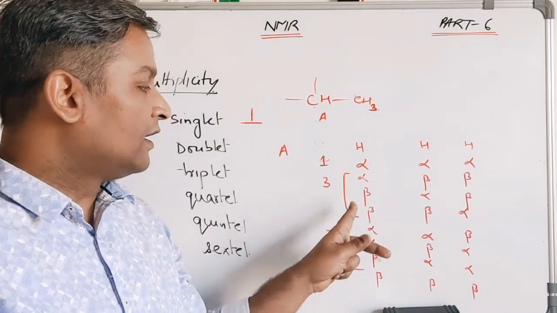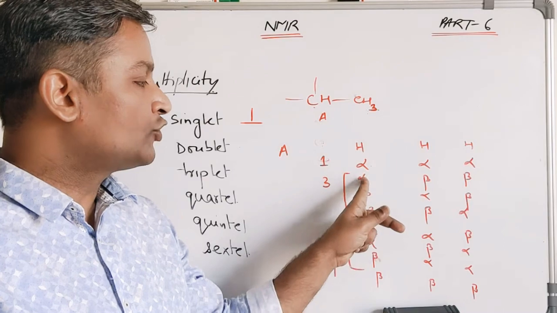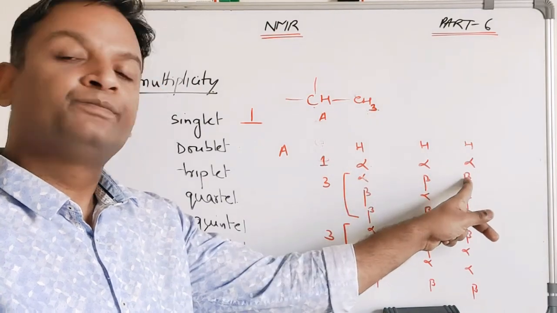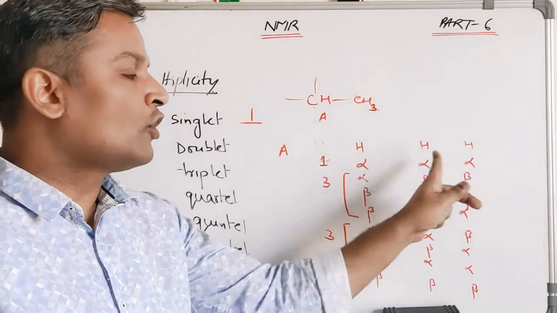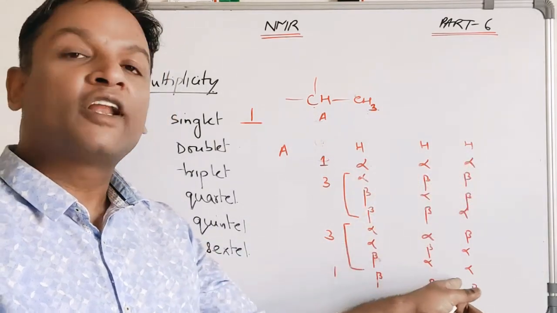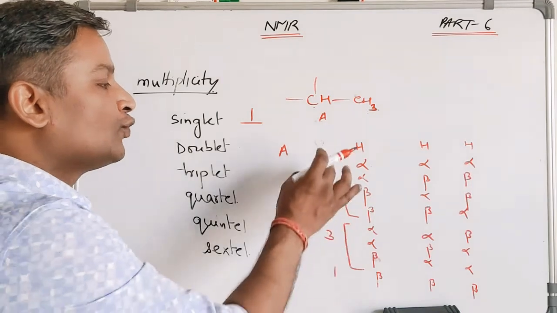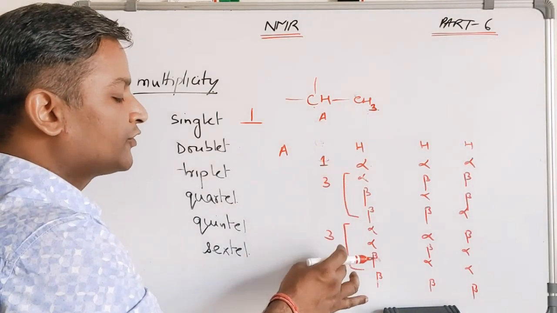Again, here in this combination 2 are alpha, 2 are beta. In this combination 2 are alpha. In this combination all are alpha. In this combination all are beta. So the possibility of occurrence is 1 is to 3 is to 3 is to 1.